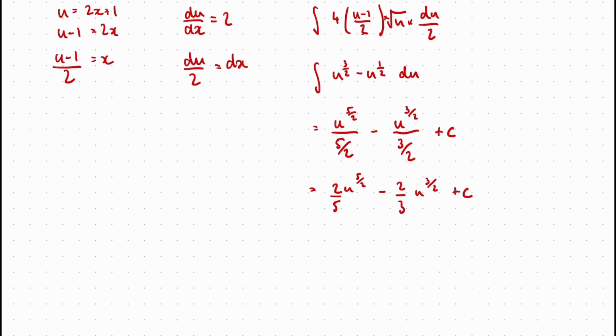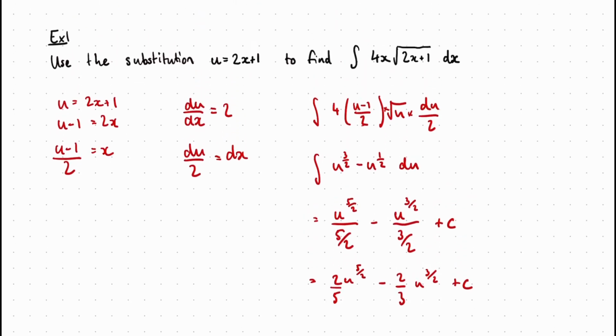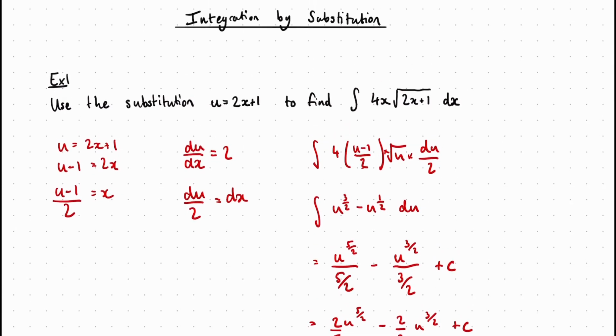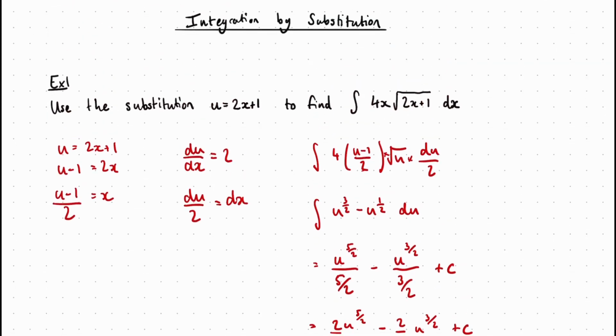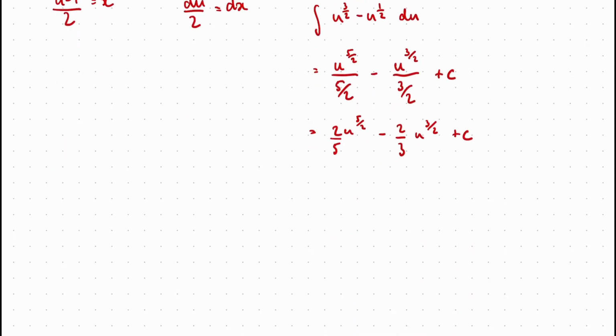However, this isn't our final answer because our original question wanted us to find the integral of 4x root 2x plus 1 with regards to x. So we're going to need to get it back to our x terms. We're just going to replace u with 2x plus 1 as it was stated in the original question. So this becomes 2/5 times 2x plus 1 to the power 5 over 2, minus 2/3 times 2x plus 1 to the power 3 over 2, plus c, and we are done.